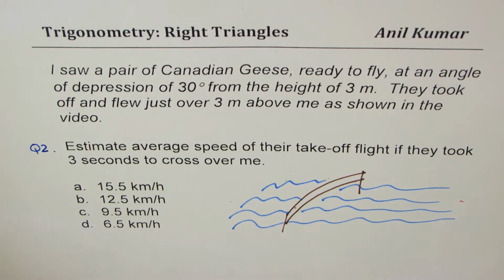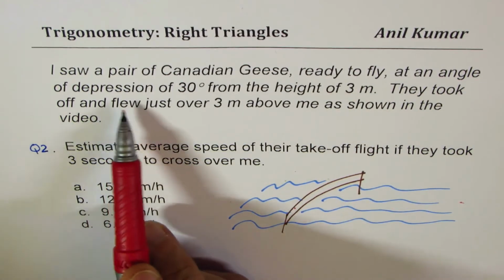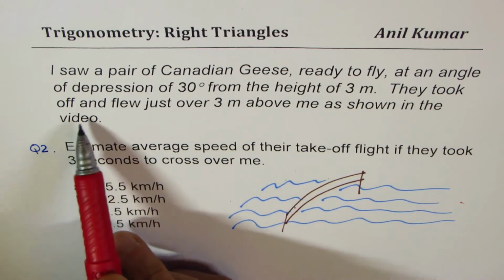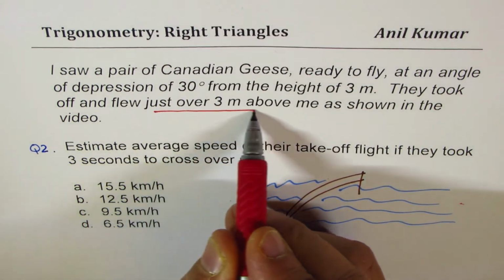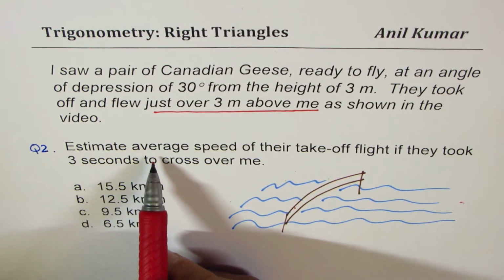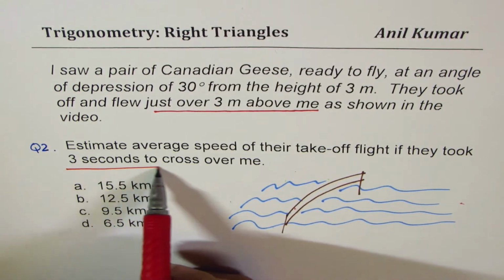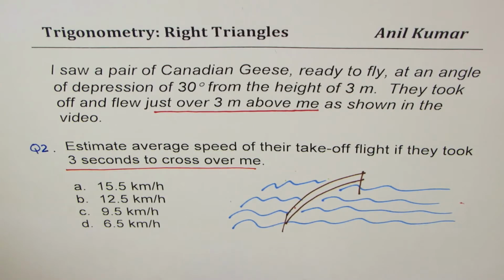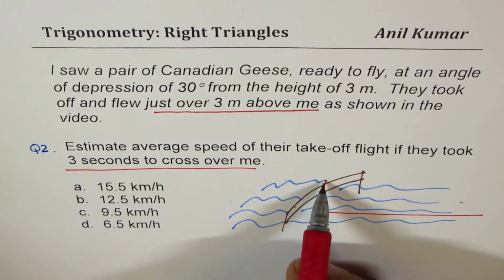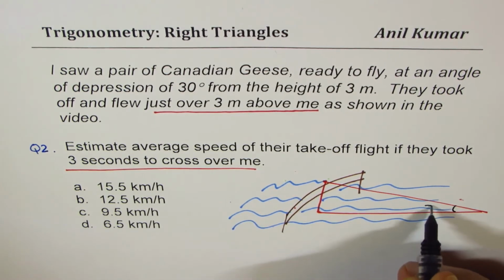So the question here is, I saw a pair of Canadian geese ready to fly at an angle of depression of 30 degrees from the height of 3 meters. They took off and flew just over 3 meters above me as shown in the video. You need to estimate average speed of their takeoff flight if they took 3 seconds to cross over me, right? So let's sketch this diagram. So this is my position, and they were somewhere there earlier, making an angle of 30 degrees as we did in the first part, right?